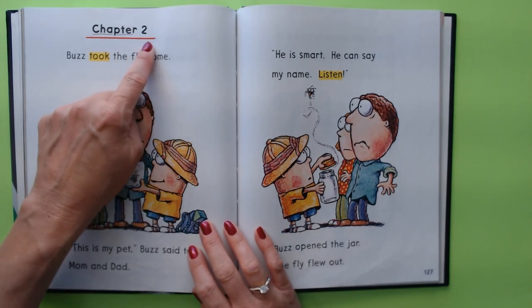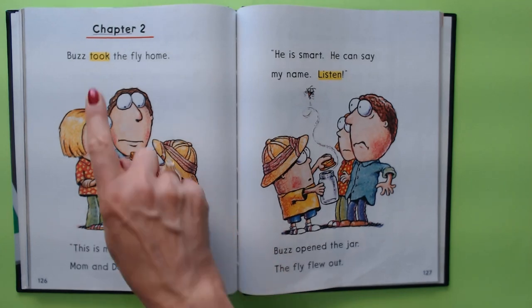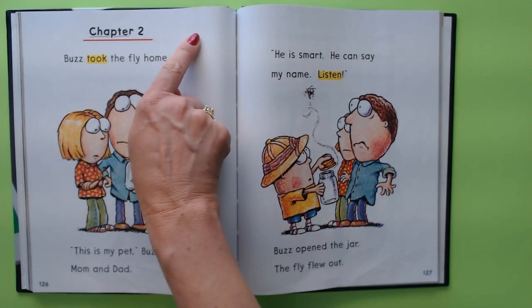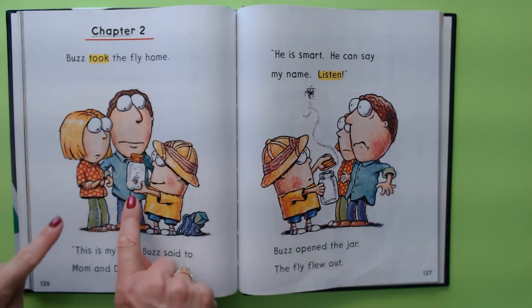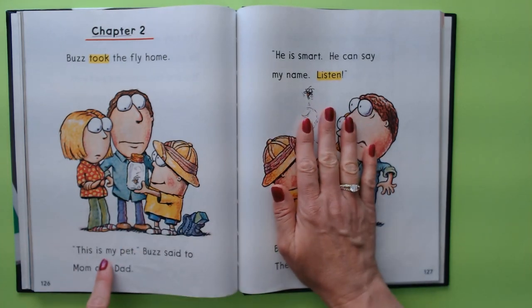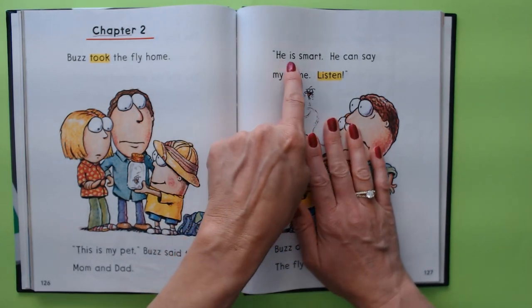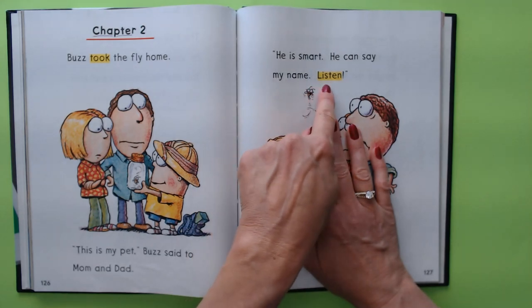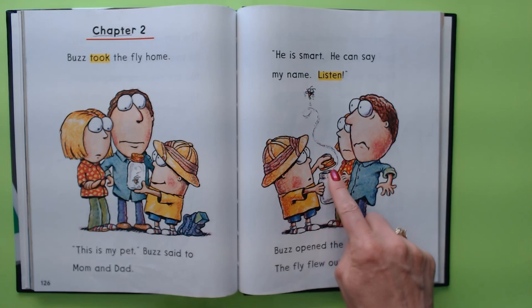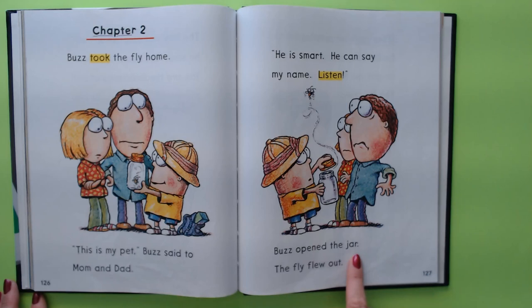Chapter 2. What does that mean? That means that we get to hear the next part of the story. Okay. Buzz took the fly home. This is my pet, Buzz said to Mom and Dad. He is smart. He can say my name. Listen. So he takes off the lid. Bzzz. Buzz opened the jar. The fly flew out.